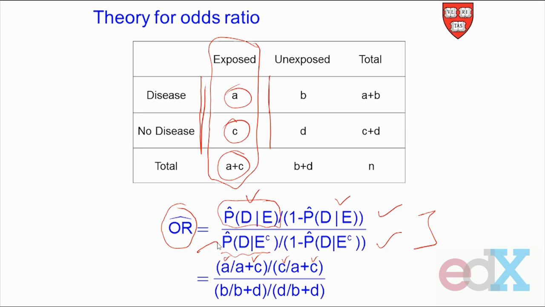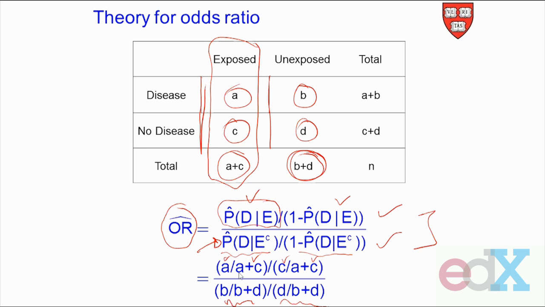How would you estimate the probability of disease amongst those who are not exposed? So the probability of disease amongst those who are not exposed is B over B plus D. There it is, B over B plus D. And how about the 1 minus that? That would be D over B plus D. And so there it is.